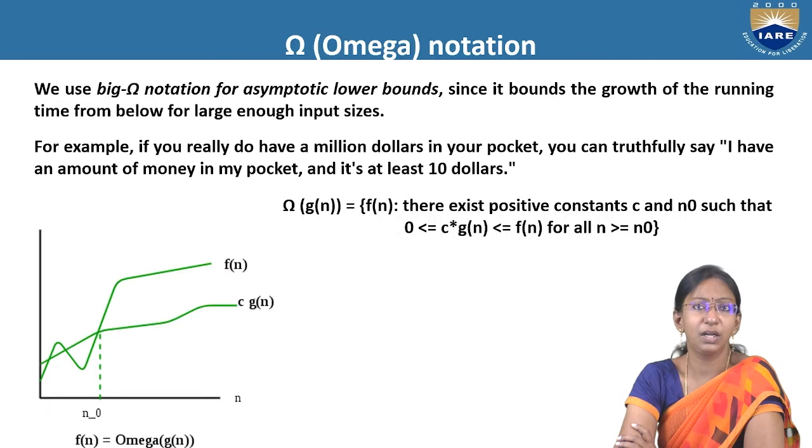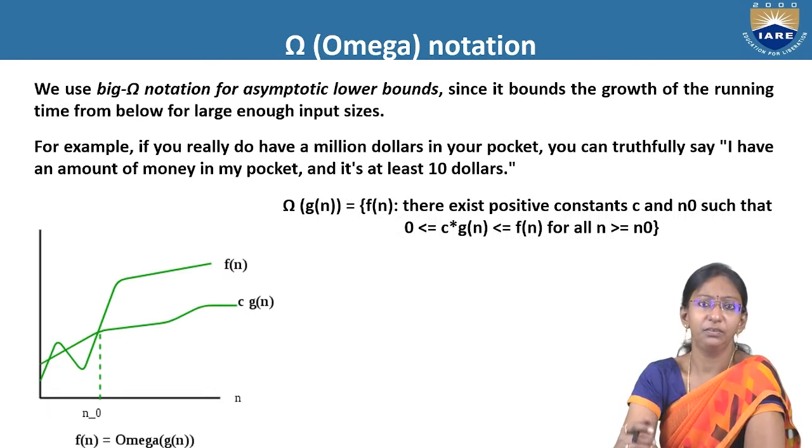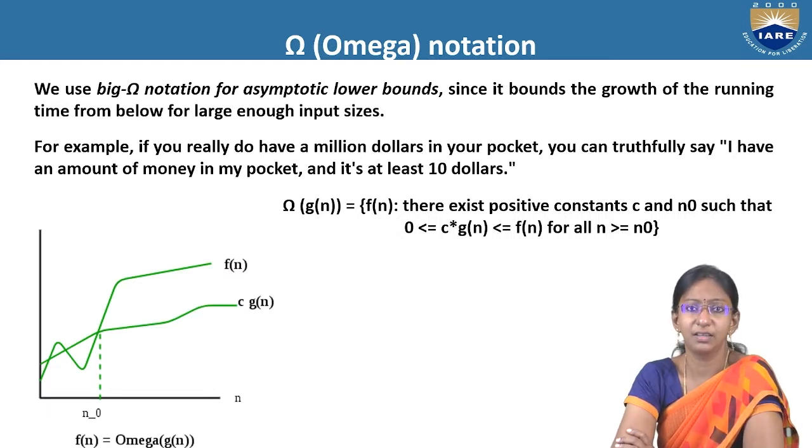Contrary to that is omega, where the lower boundary is considered. That is, the best case scenario is considered. So people generally do not go for this one. In the world, we do not expect all things to be in line. Never expect that, right? Everything will not be in line.